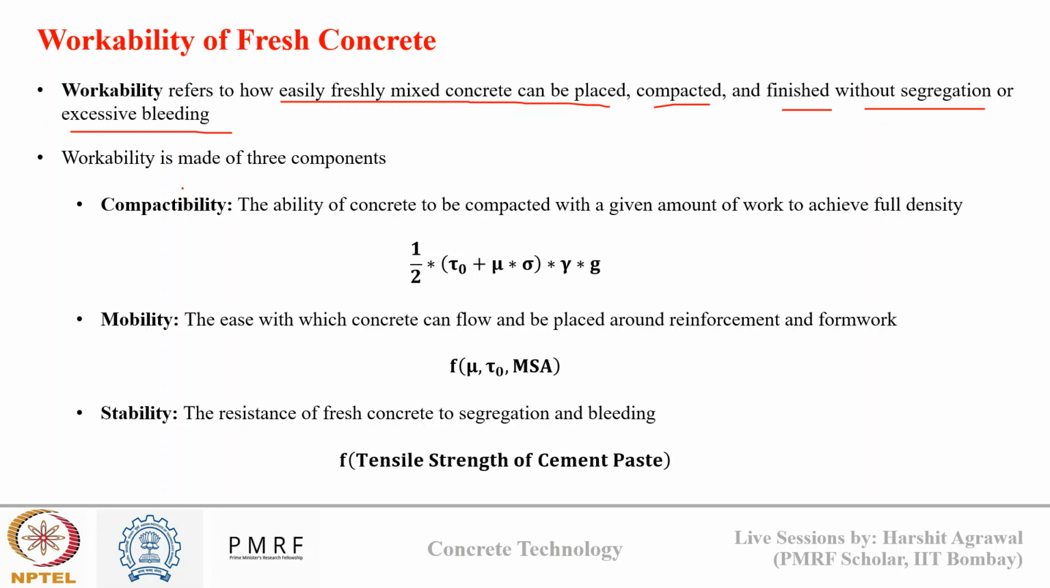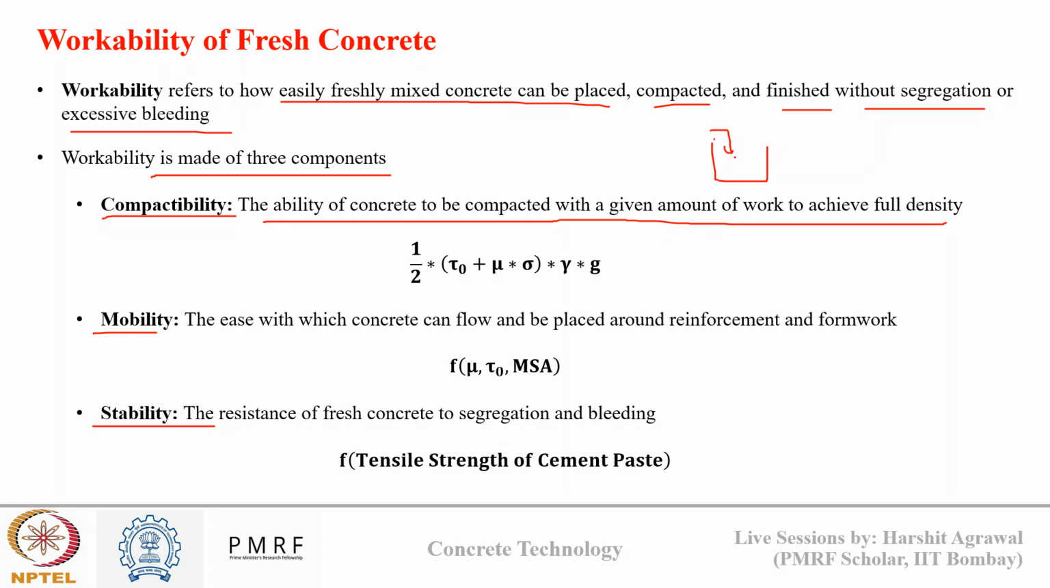Okay, and this workability is made of three components. It is based on compactability, mobility, and stability. So, compactability refers to the ability of concrete to be compacted by a given amount of work to achieve full density. So, when I pour the concrete inside a formwork or inside a mold, how well my concrete will get compacted when I apply some force on it. That is referred to as compactability.